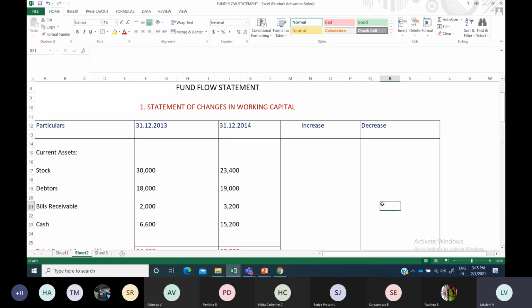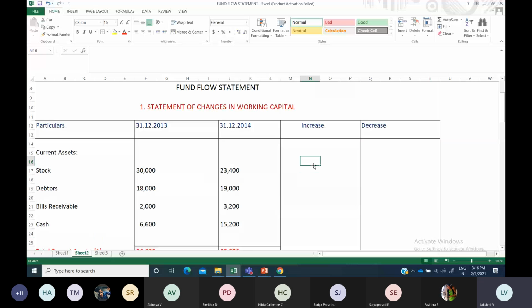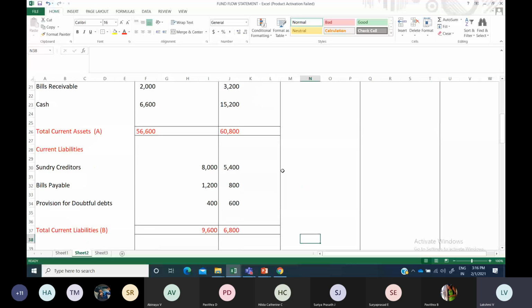Okay, and for current liabilities, the reverse rule. Increase in current liability decreases working capital. Decrease in current liability increases working capital. According to the amount, only the difference amount you are going to mention, but you have to understand this: current assets, same direction, same proportion. Increase means increase, decrease means decrease. Current liability just opposite. Increase means decrease column, decrease means increase column you have to show. So that you have to keep in mind.